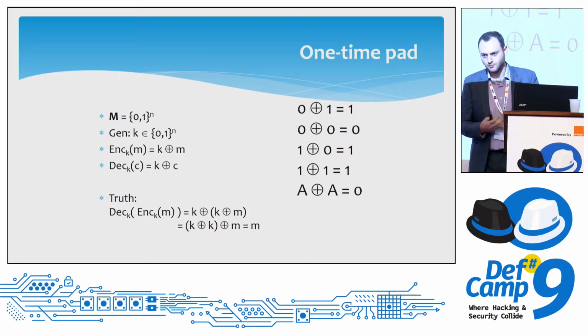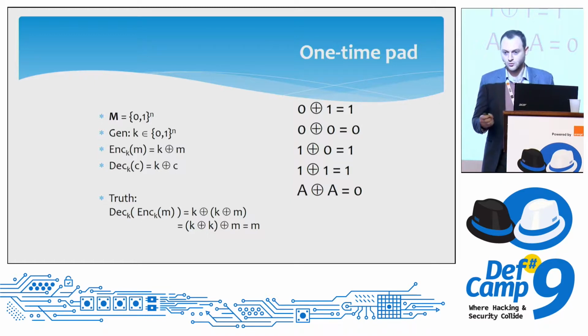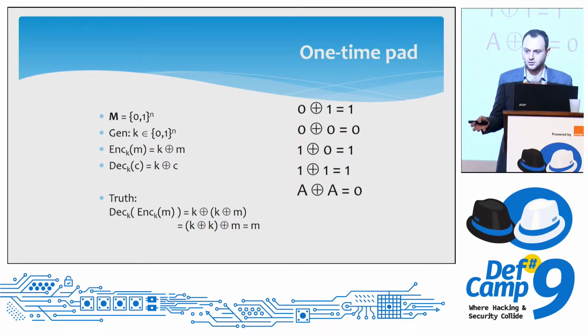Then the one-time pad was offered. It's a very interesting crypto scheme. It's the only scheme in the world with absolutely perfect secrecy. How does it work? Here we generate the key with a generation algorithm, and afterwards encryption is very easy. We just take the key and XOR it with the message. And decryption is the same: we XOR the key and the cipher.